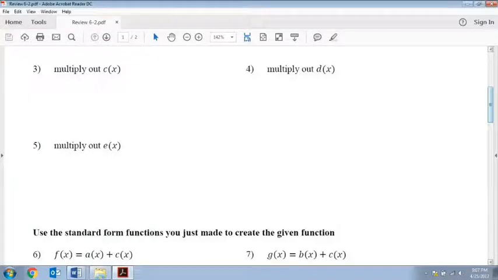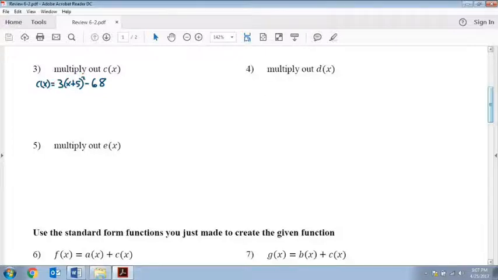Alright, number 3, we're going to continue multiplying these things out. Number 3 gave us the function c of x equals 3 times (x plus 5) squared minus 68. Remember, we have to square it before we distribute that 3. That's just your straight up PEMDAS, parentheses and exponents before multiplying.